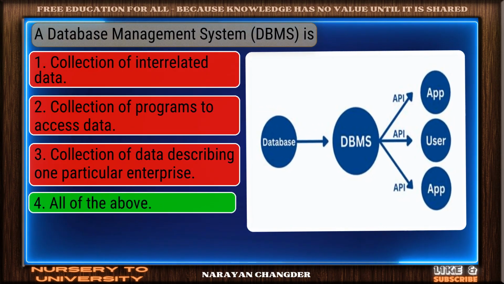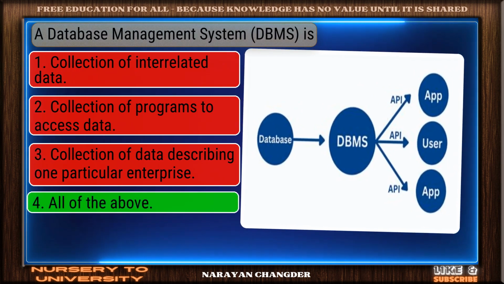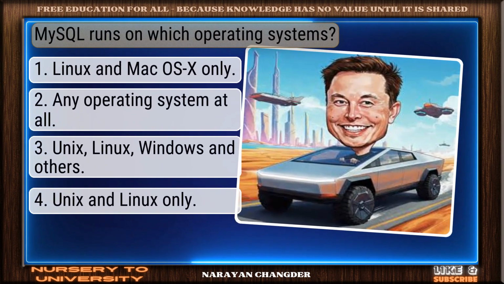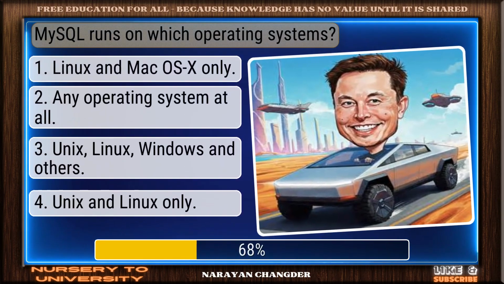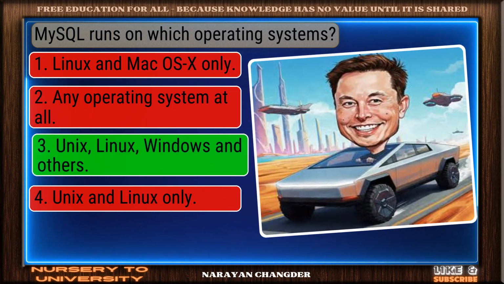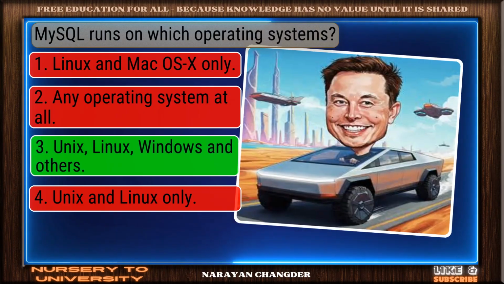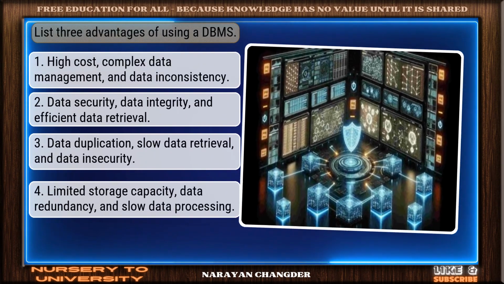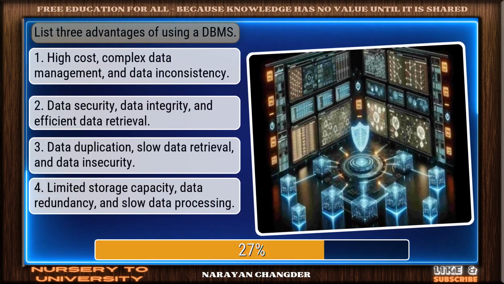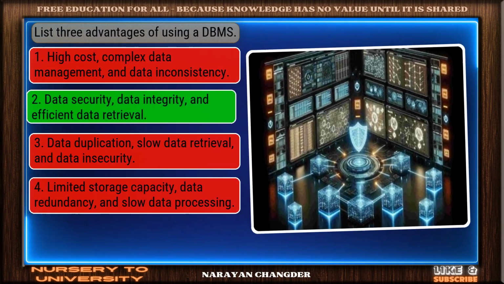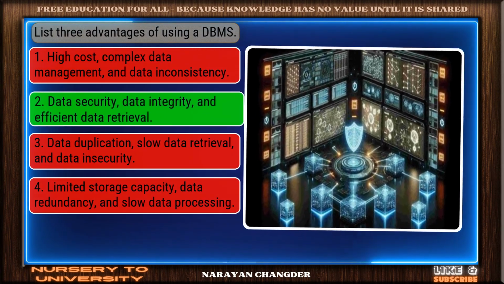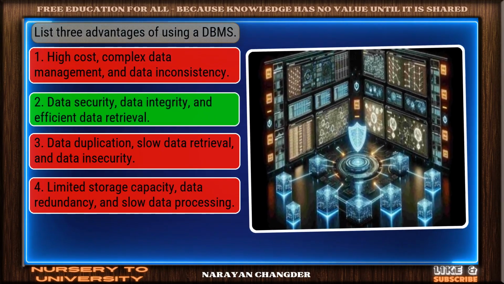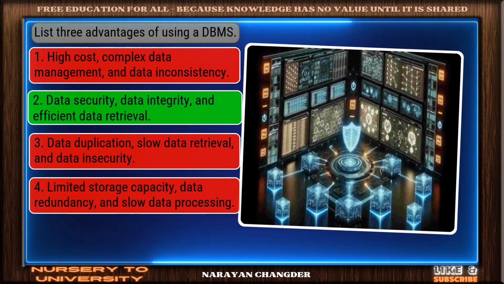Correct. All of the above is the right answer. Question number 43. MySQL runs on which operating systems? Excellent choice. Unix, Linux, Windows and others is the right answer. Question number 44. List 3 advantages of using a DBMS. Nice work. You chose data security, data integrity, and efficient data retrieval, and it is correct.